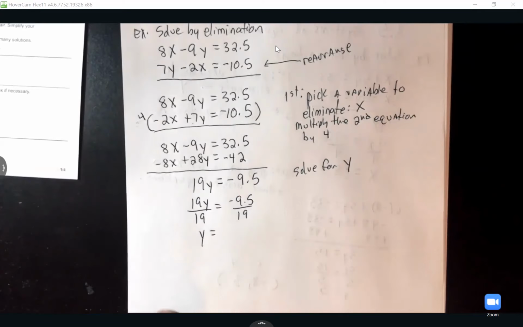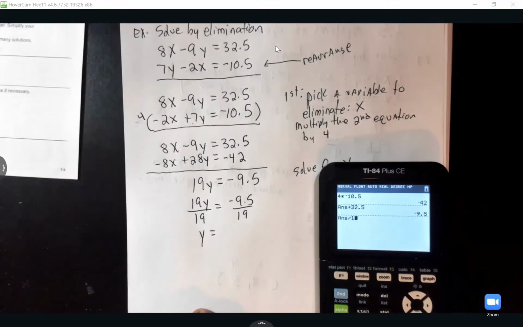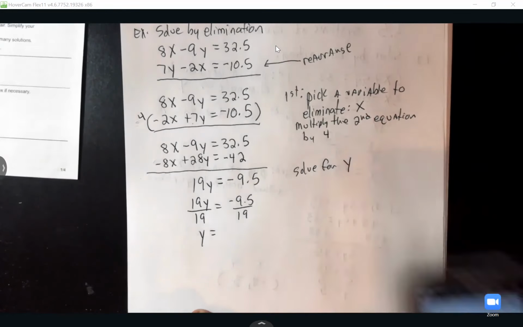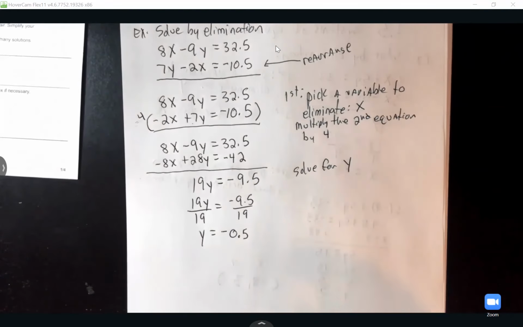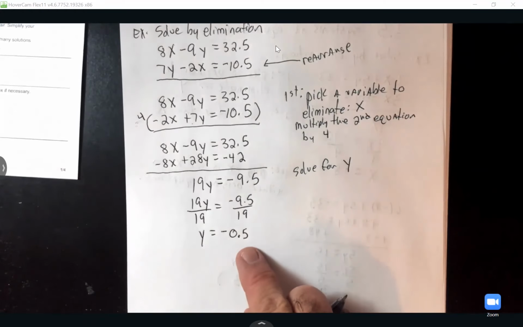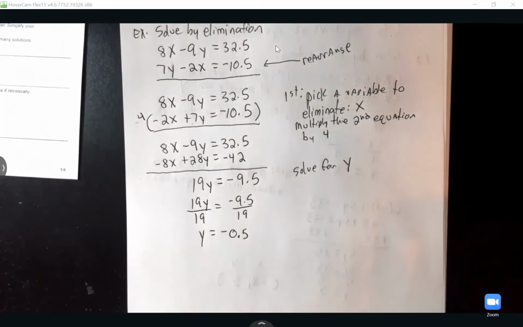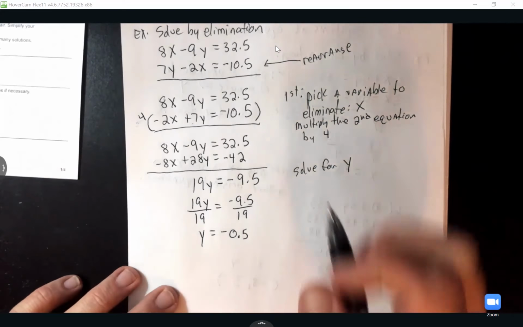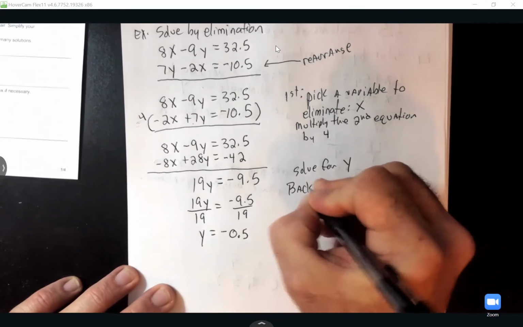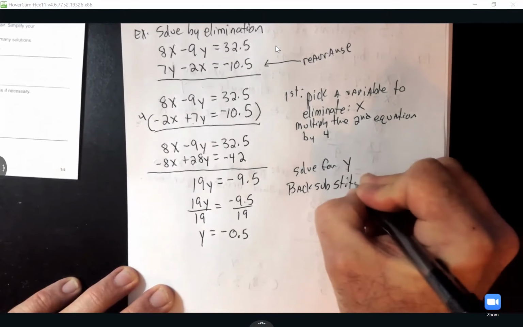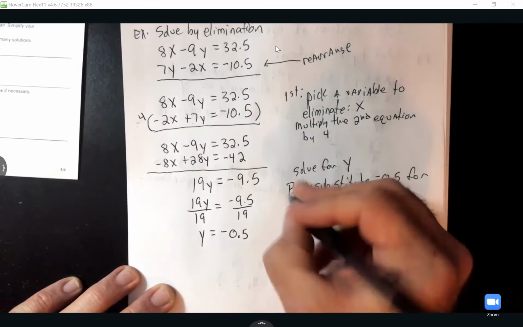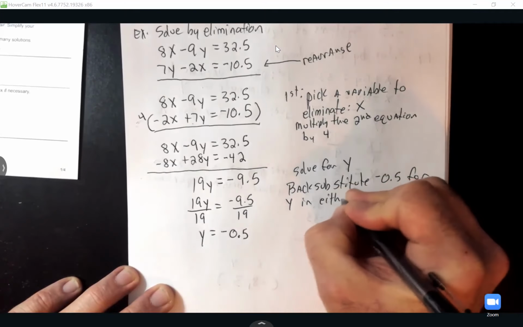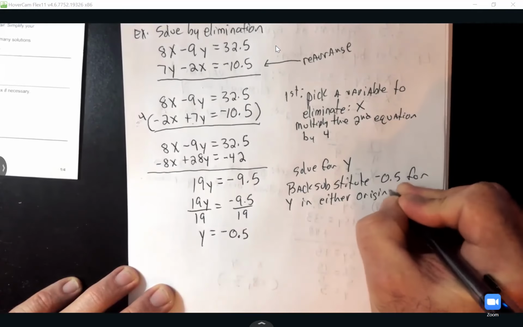So let's see, if we do -9.5, divide that by 19, I get -0.5. Now in MATLAB, you can do -0.5, or you can even do -0.5. The 0 is mainly just a placeholder for this one. But guess what? Now that I know what the y is, I'm going to back substitute the -0.5 for the y in either equation. And it's got to be those original equations.